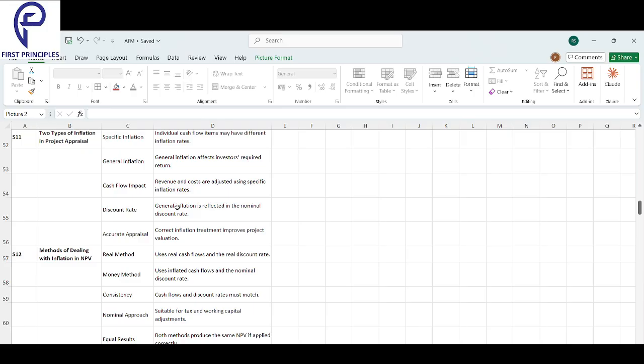Specific inflation is when different items have different inflation rates. That's specific inflation. An overall price rise in the whole economy is general inflation. So one is specific inflation, one is general inflation. Specific inflation is for a specific item. General inflation is for the whole economy.